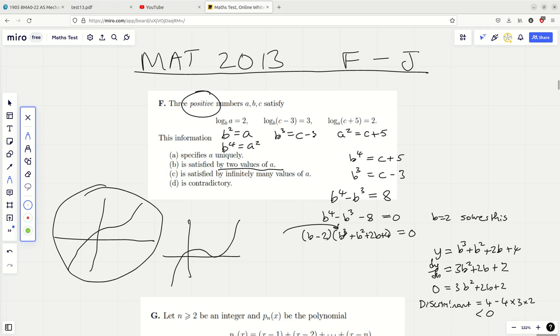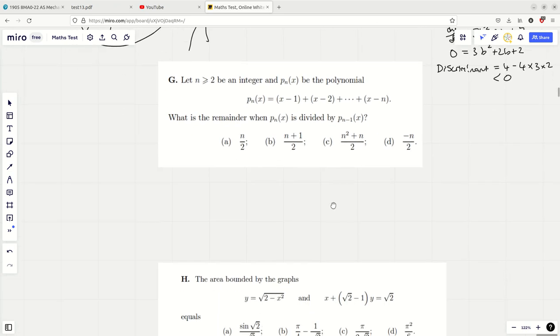So the other solution to that is definitely going to be a negative b, but we were told that 3 positive numbers satisfy this, so you can't have the negative b corresponding to another value of a, and hence it specifies a uniquely. But be careful with that, because at first I was like, specified by 2 values of a. No, no, no. Read the question. Read the question. So that was the first thing which could have caught you out.